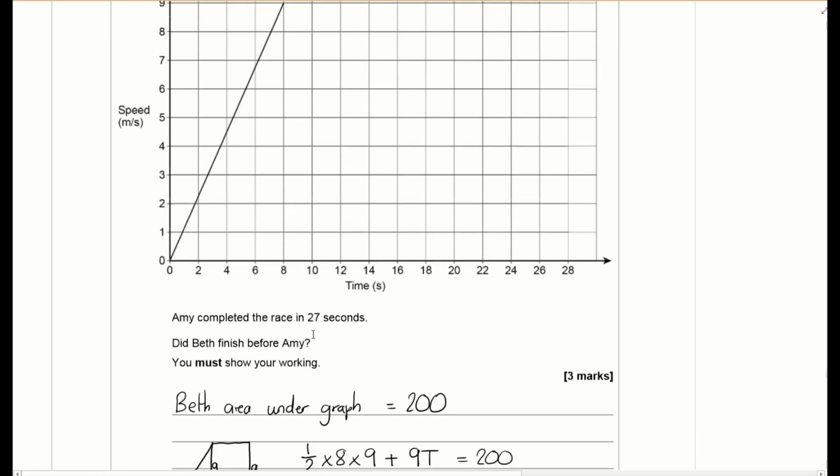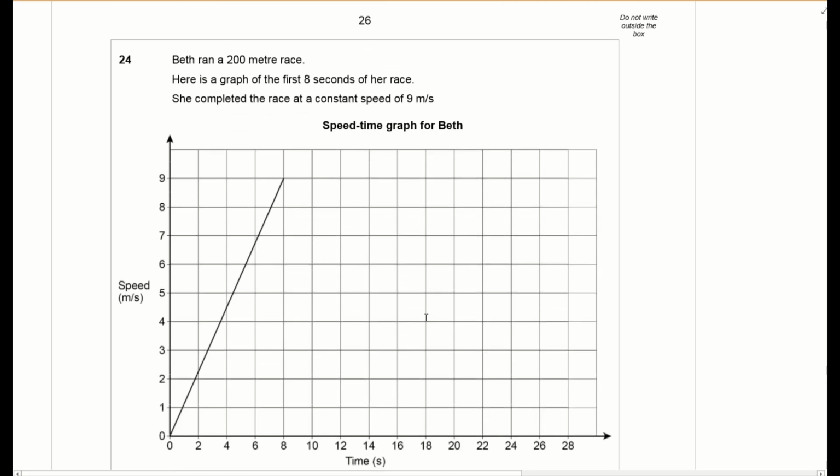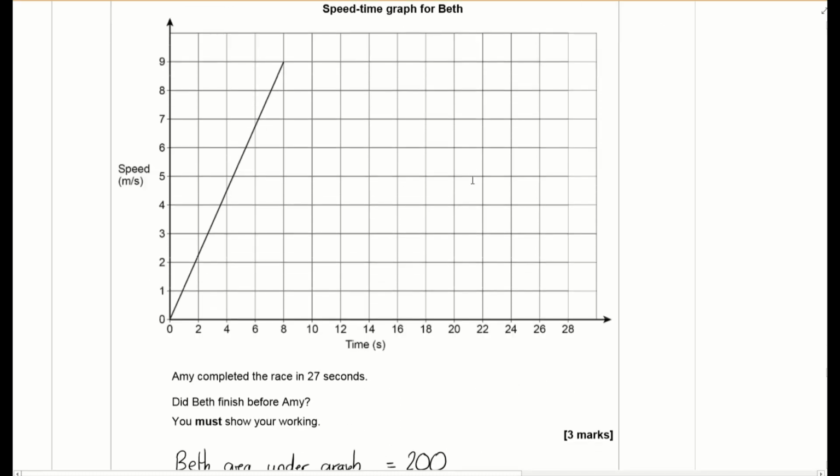Amy completed the race in 27 seconds. Did Beth finish before Amy? You must show your working. Well, first of all, we know that Beth finished the race at a constant speed of 9 metres per second. So if you were to add this to the diagram, there'd be a horizontal line going across here, which would end once the area underneath this particular diagonal and straight line, which forms a trapezium, was equal to 200. Now, if we can find out when the area does become equal to 200, we can then figure out how long it took Beth to actually complete the race, and then compare it to Amy's 27 seconds.